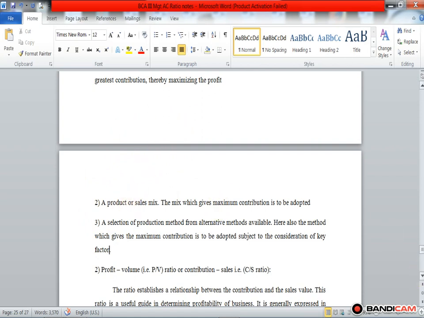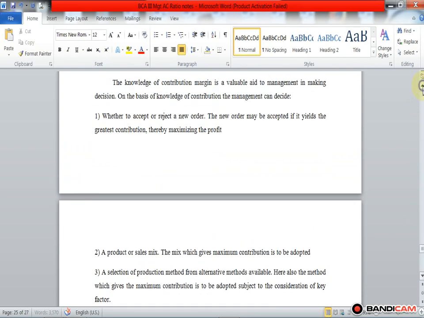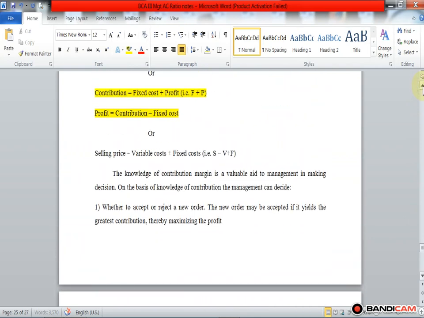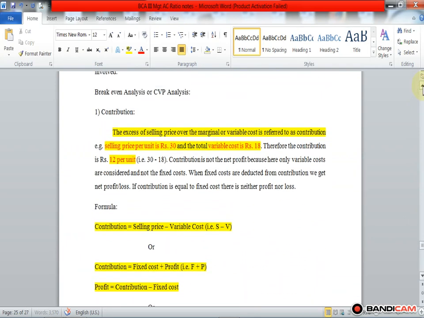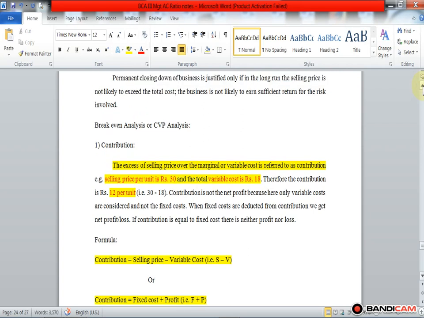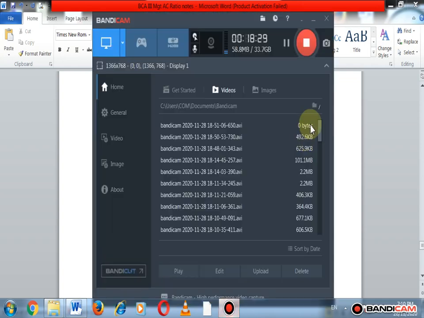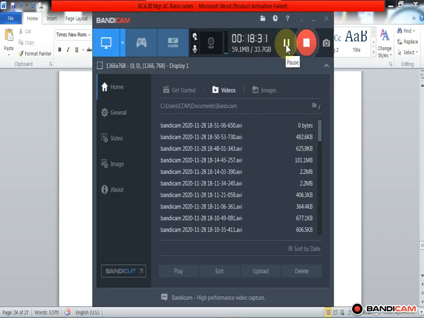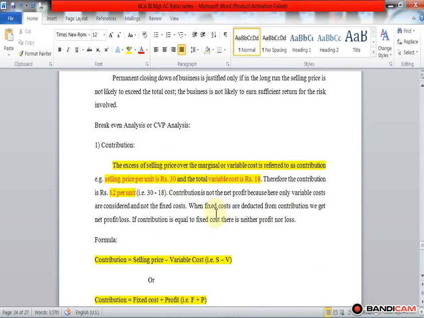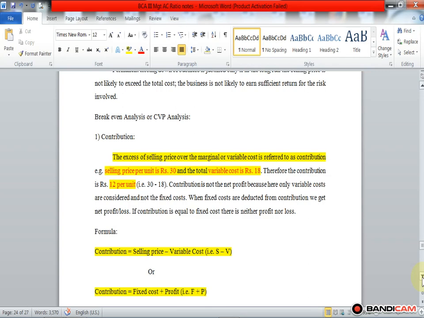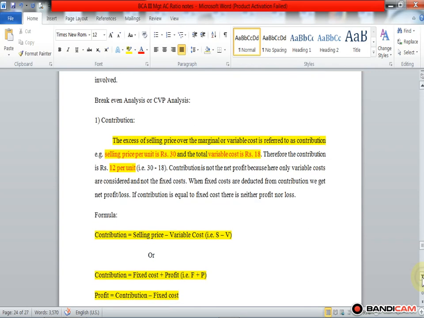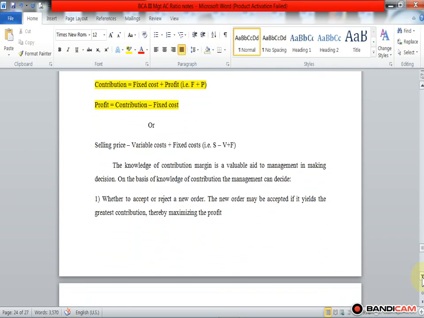So remember this formula. It is useful and beneficial to you for finding out the contribution. Here we calculate the contribution with the help of this formula. So contribution means the excess of selling price over the variable cost, known as contribution in simple words.